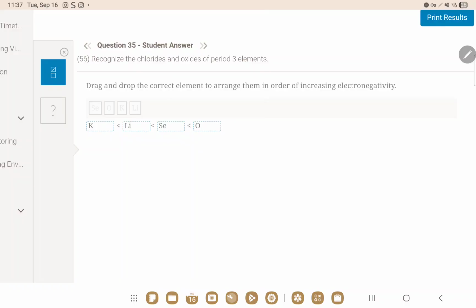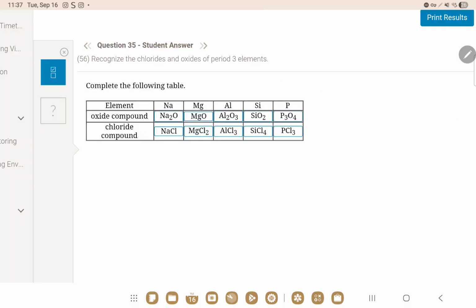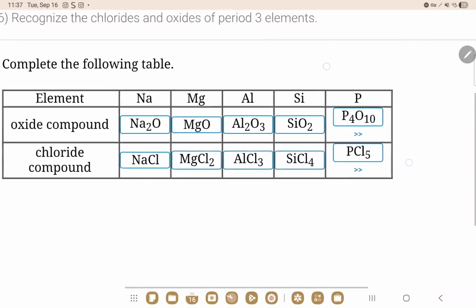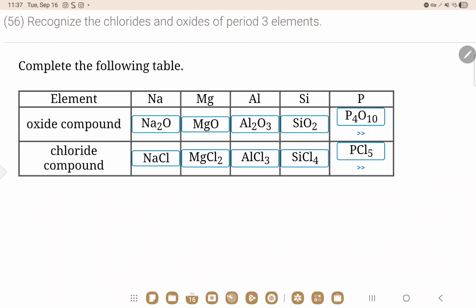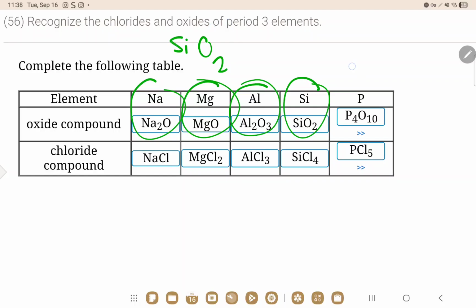Here it's very easy. We have Na plus oxygen. Na is +1, oxygen is 2 minus, crisscross: Na2O. And Mg is 2 plus, MgO. Al2O3, crisscross. Si, it's gonna be Si2O4, but you can simplify and make this SiO2. Phosphorus is an exception. Please, please, please memorize it. It's either P4O10 or P2O5. Memorize it.